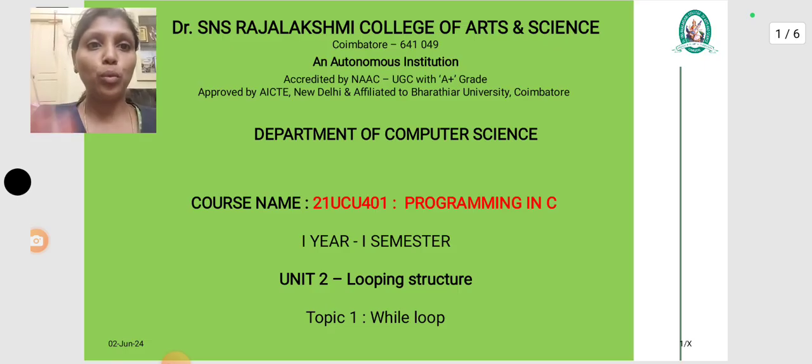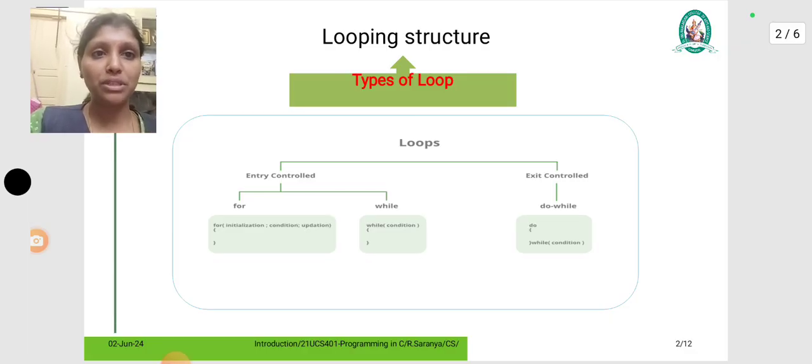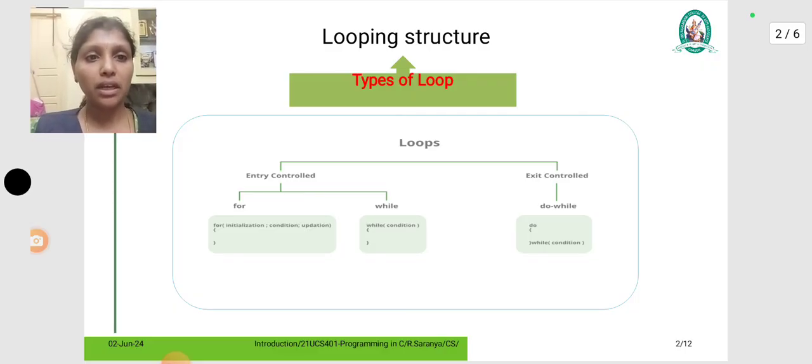Before we move on to the while loop, let's see the types of loop. First of all, the meaning of loop is none other than a repetitive process. In order to process something n number of times, we apply looping structure concepts. In this looping we have two main types: one is entry control loop and another one is exit control loop.